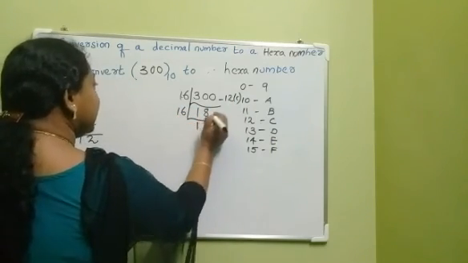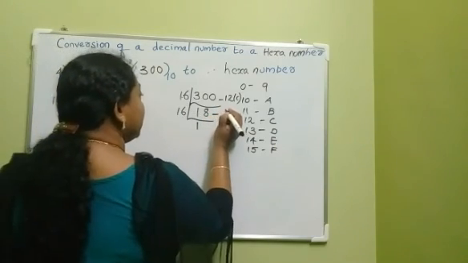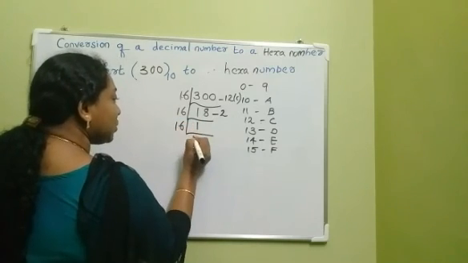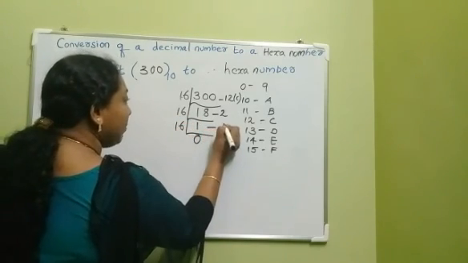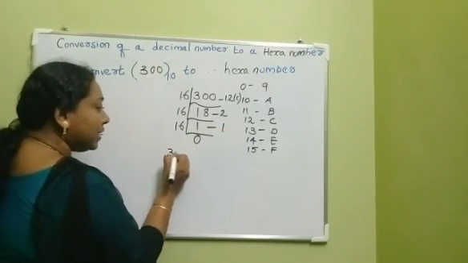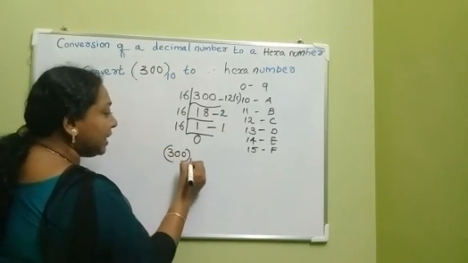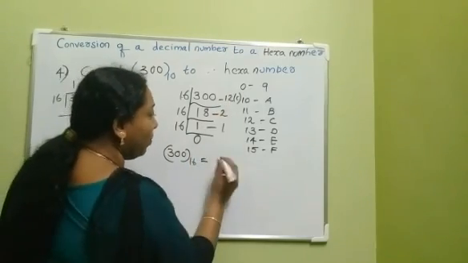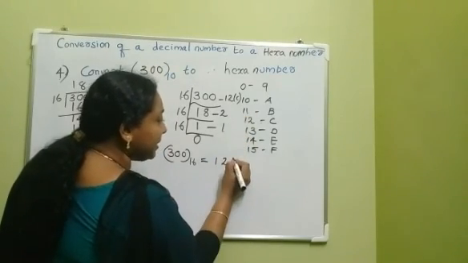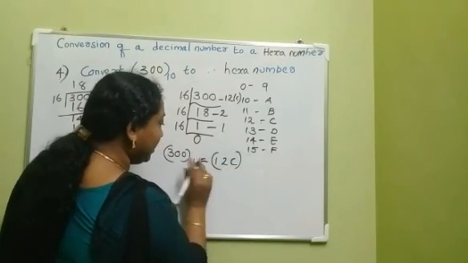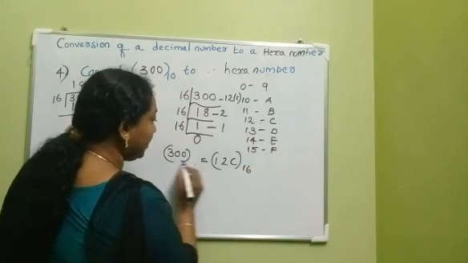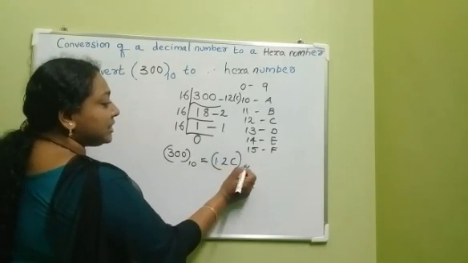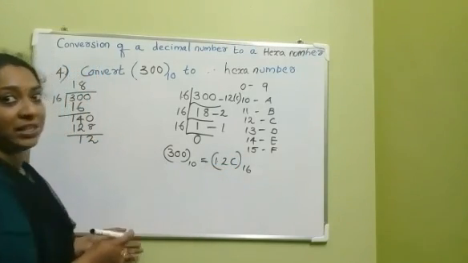1 sixteen is 16, remainder 2. Again divide by 16: the quotient is 0 and the remainder is 1. Arrange from bottom to top: 1, 2, and 12 represents C. Base 16. So 300 base 10 equals 12C base 16. I hope you are clear with this.